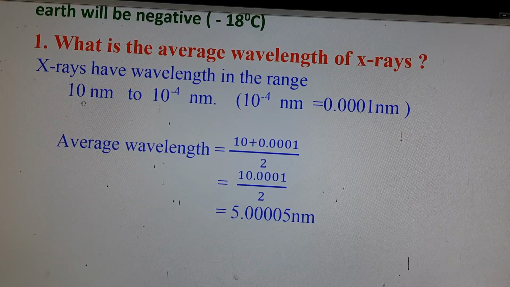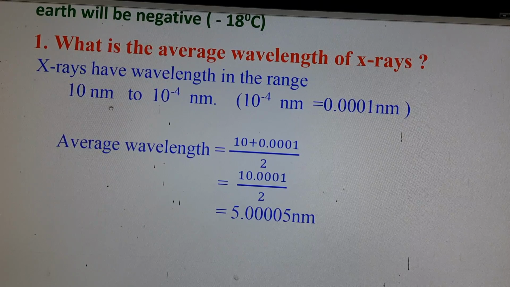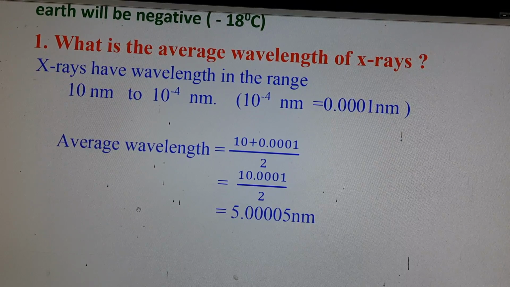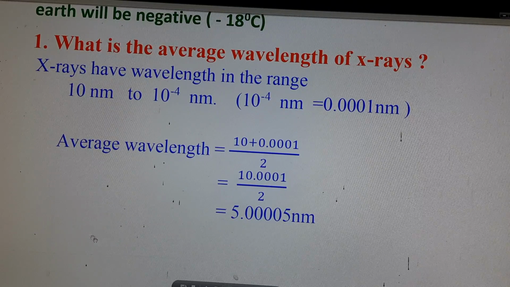So first one is 10 nanometer to 0.0001 nanometer. This is the X-rays wavelength range. We can take the average. Average means minimum wavelength plus maximum wavelength, whole by 2. So we can write that's equal to (10 + 0.0001) by 2, which is equal to 5.00005 nanometer. This is the average wavelength of the X-rays.